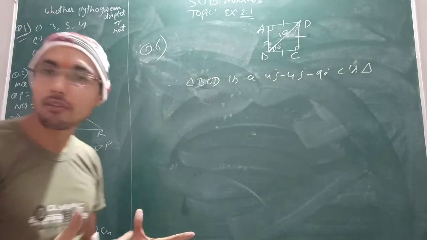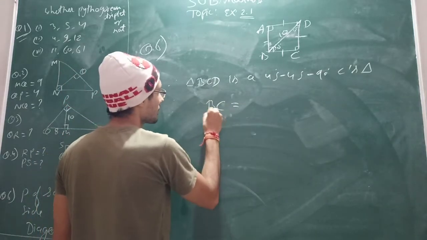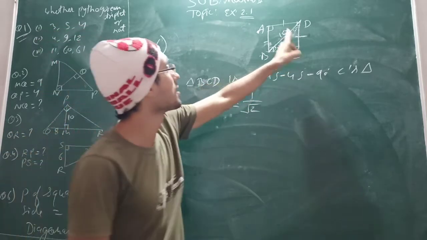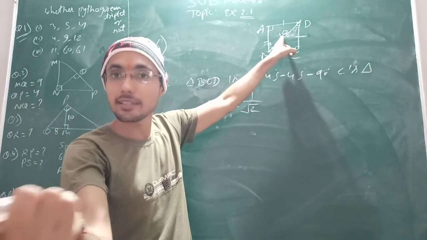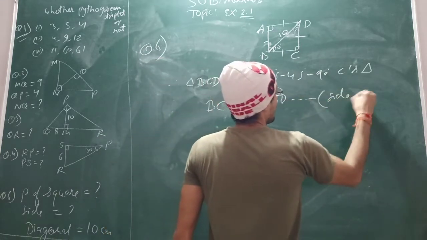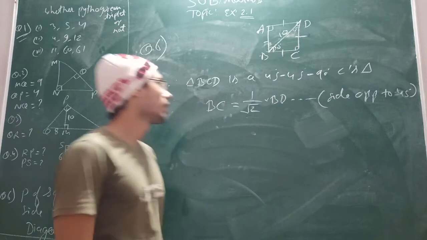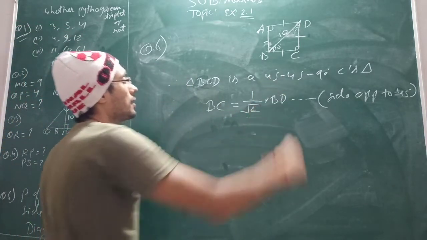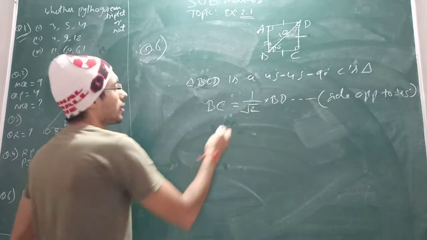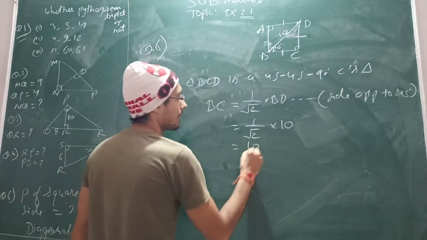Now we can apply the formula. So what's the formula? Any one side you can take. For example, I will take BC. The formula, or you can say the theorem, is 1 upon root 2 of hypotenuse, and the hypotenuse is the side opposite to 90 degree, you know very well. So that is BD. This is the formula of the side opposite to 45 degree. Now substitute the value. BD, which is a diagonal. Diagonal is given 10. So your answer is 10 upon root 2.